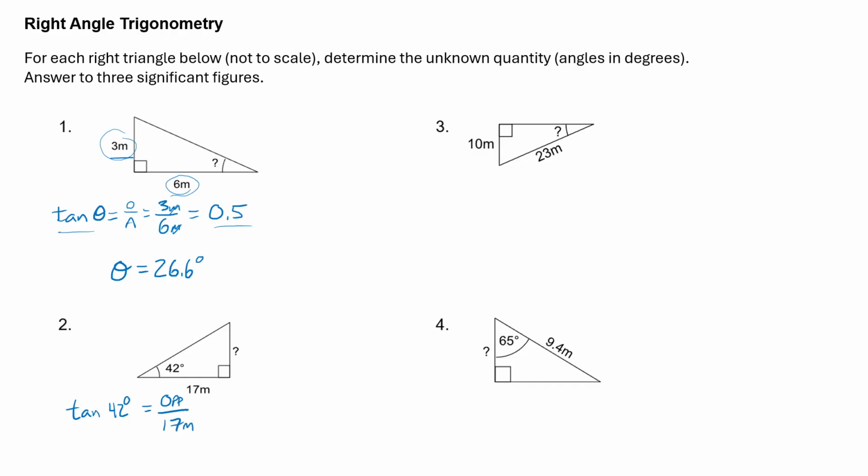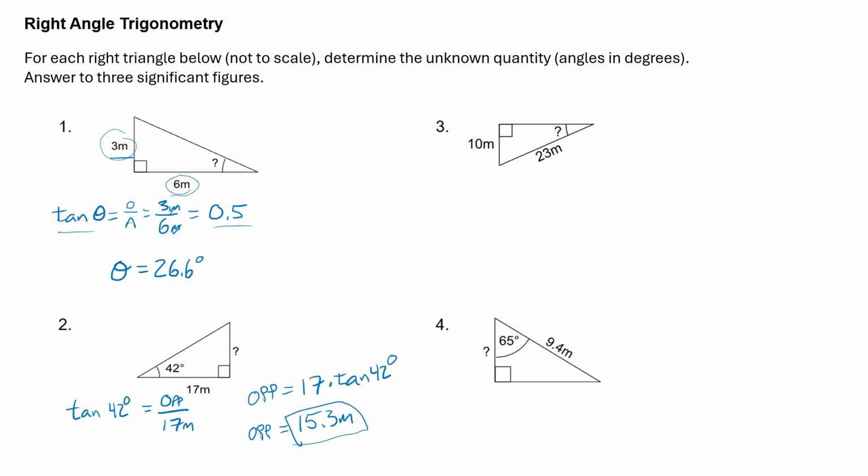Now I can multiply the 17 through, and I get that the opposite is going to be 17 times the tangent of 42 degrees. When I do 17 tan 42, I get that the opposite side, that unknown, is going to be 15.3 meters. So that's my answer for that unknown.